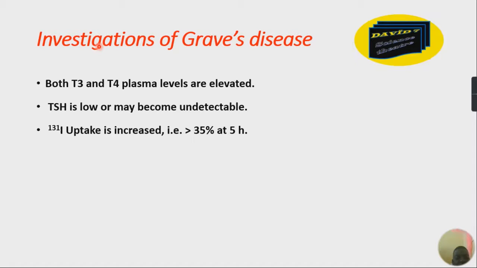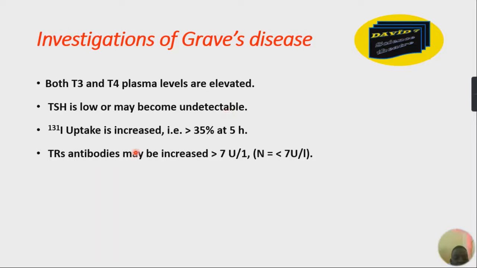If you see radioactive iodine uptake, it is increased, i.e. greater than 35% at 5 hours. So iodine is being trapped at a faster rate because there is a high demand due to hyperplasia of the gland. And TRS antibodies may be increased, greater than 7 U per L. You can see the normal range, but if it is greater, it means these antibodies are increased.